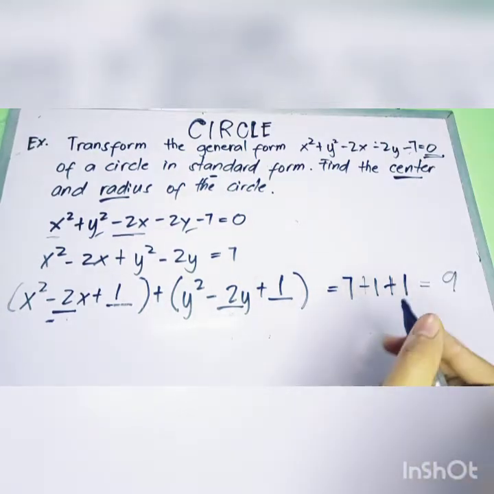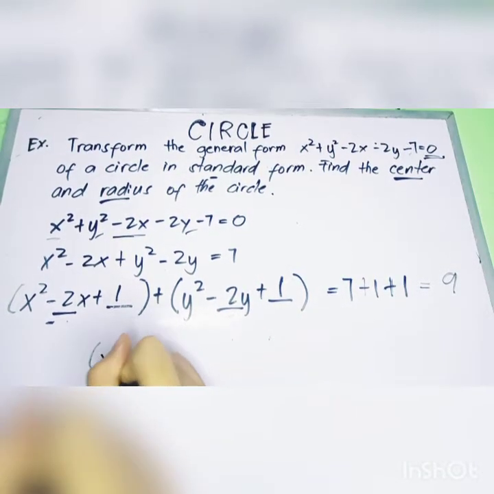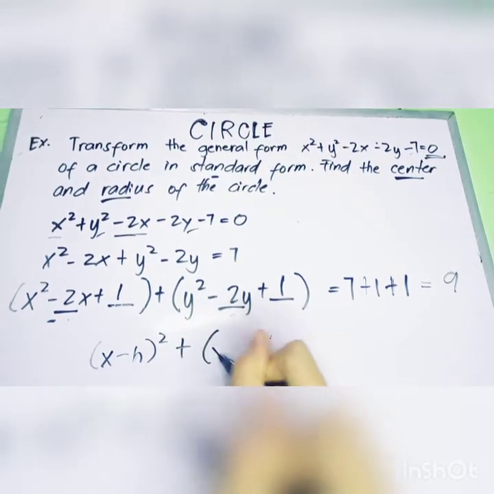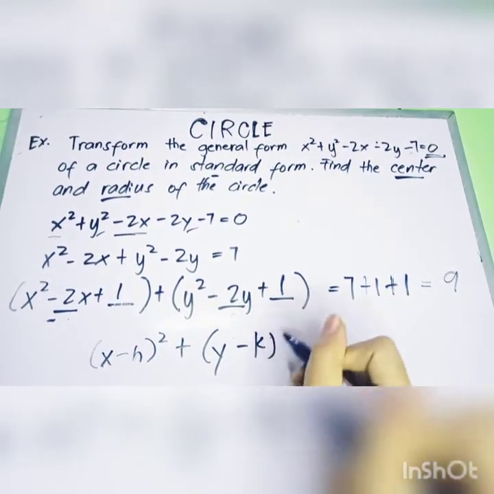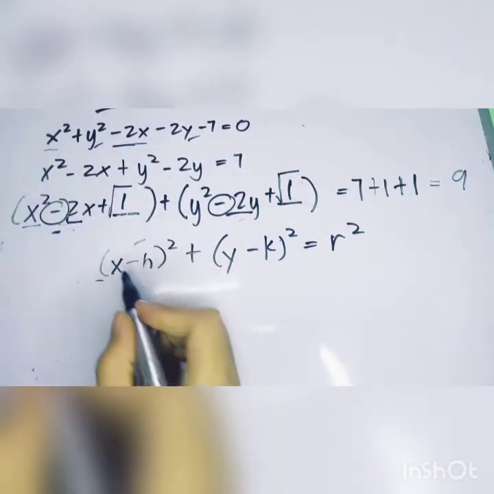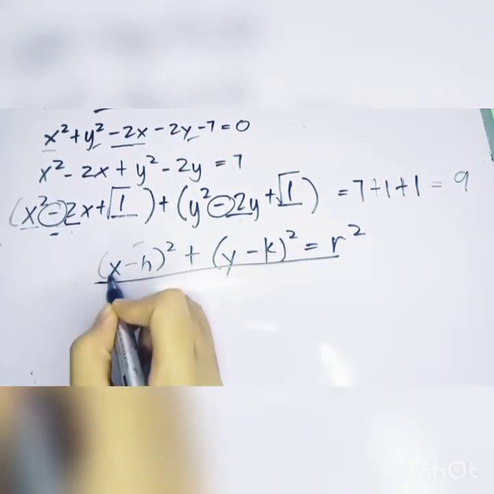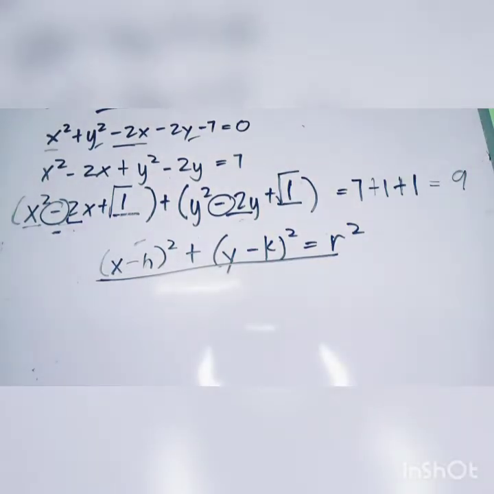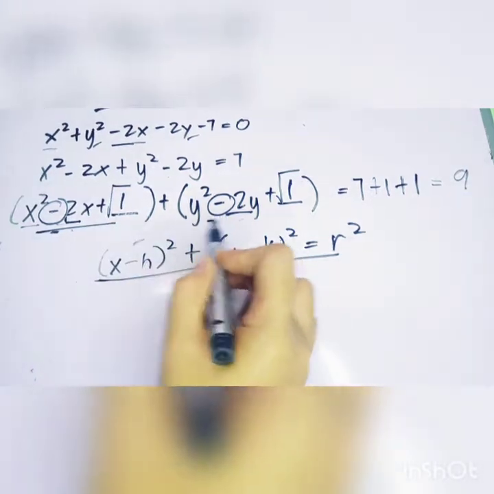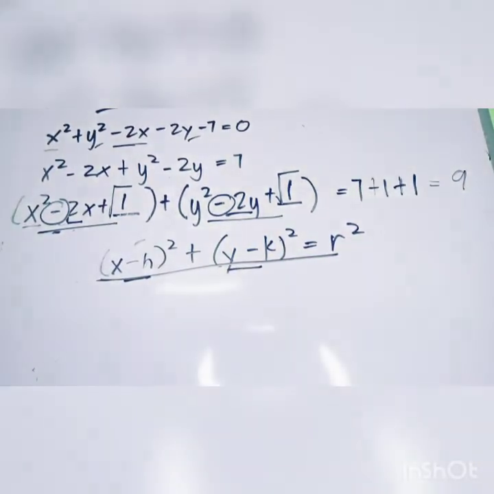Okay? So, the standard form we have (x minus h) squared plus (y minus k) squared is equals to r squared. Okay? So, this one is the standard form of a circle which is the center located at (h, k). So, we'll have to make this expression into this one. Okay? So, completing the square tayo.